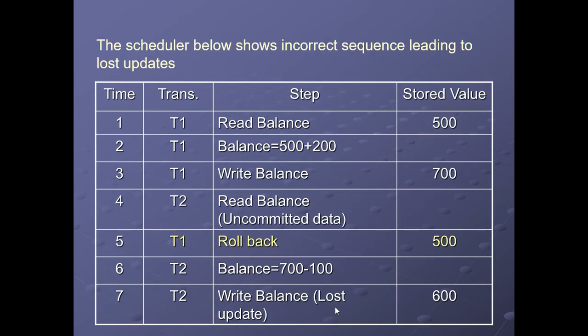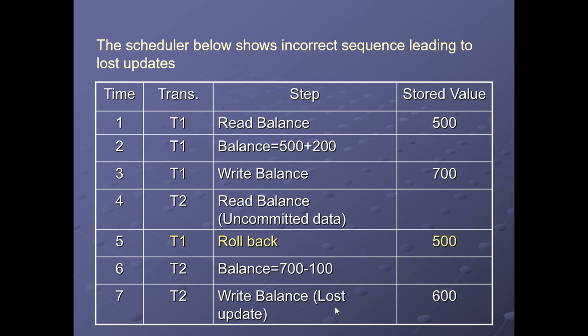Then on this table, the schedule below shows an incorrect sequence leading to lost updates. Lost updates, which means, okay, let's see what is happening here. Read balance 500. Balance equals 500 plus 200 to give us a write balance of 700. Read balance uncommitted data, which means the process has not been completed. Therefore, it's another rollback, 500. So we are reverting to the value we had at first, which is $500. Then write balance, lost update, gives $600.